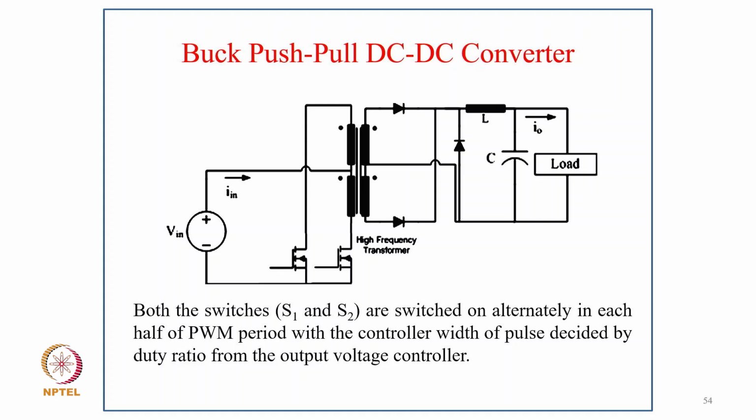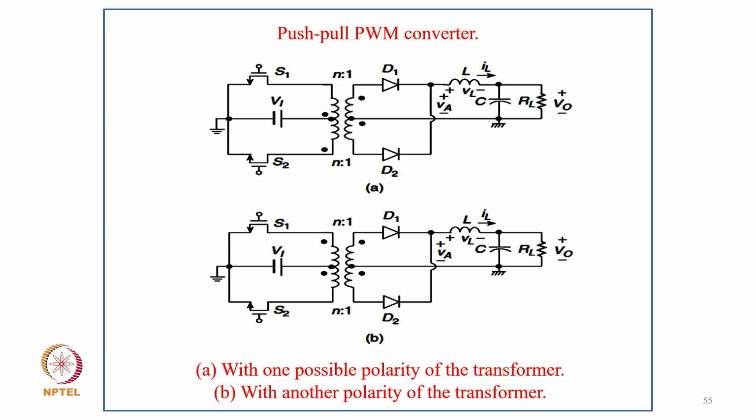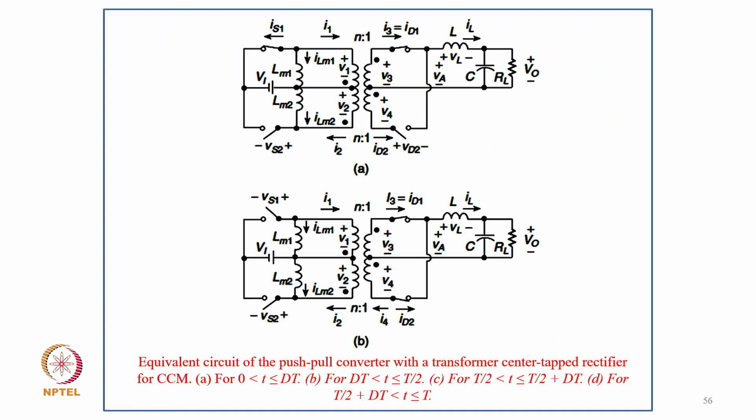Now coming to the buck-boost push-pull DC-DC converter, as shown in the circuit here. Both the switches S1 and S2 are switched on alternately in each half of the switching period, with the width of the pulse decided by the duty cycle from the output voltage controller. And these are the typical modes, showing the operation with one polarity of the transformer and with the other polarity of the transformer.